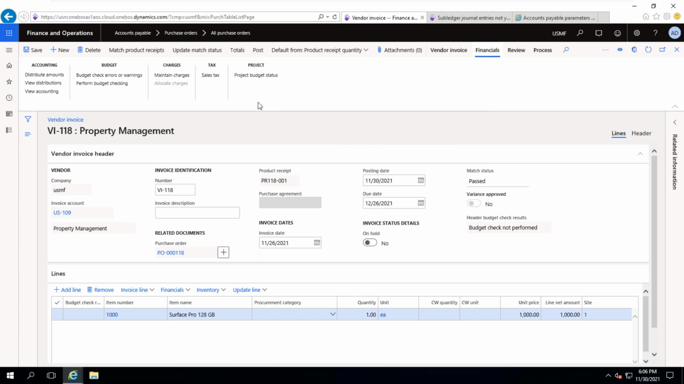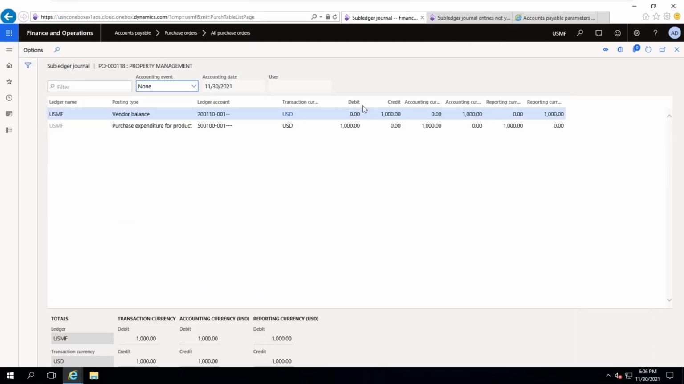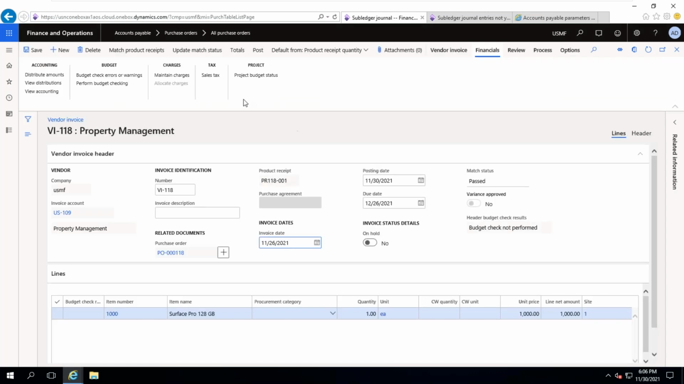Okay, fine. Now, if you click on view accounting before posting, and you want to verify which ledger accounts it is posting to, you can understand here. If you click on view accounting, it will show you the postings. It is showing purchase expenditure for product account data, and subledger journal entries. Now let me post.